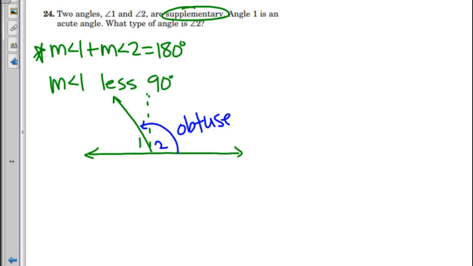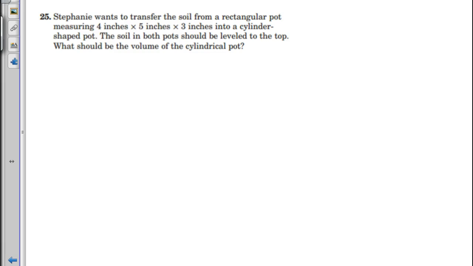All right, awesome. All right, last problem. I actually did the bonus also, so we can do that as well. All right, Stephanie wants to transfer the soil from a rectangular pot measuring 4 by 5 by 3 inches into a circular shaped pot. The soil in both pots should be level to the top. What should be the volume of the cylindrical pot?